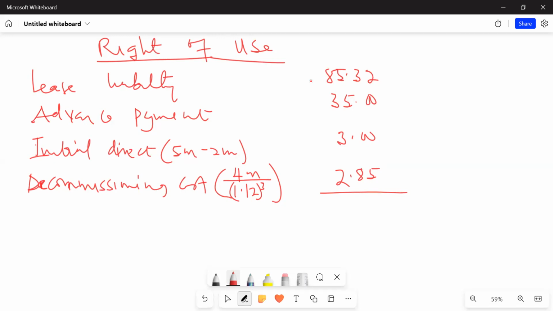Let's put the figures together, with the interest rate. Which interest rate do we use? You see, we have the 11% and we have the 12%. So at what point are we supposed to use the 11%? The 11% is for the lease.